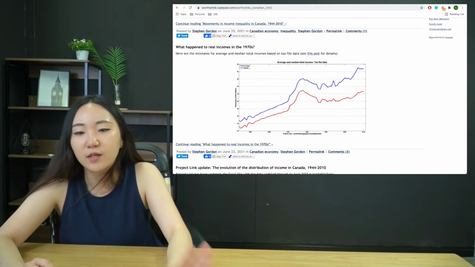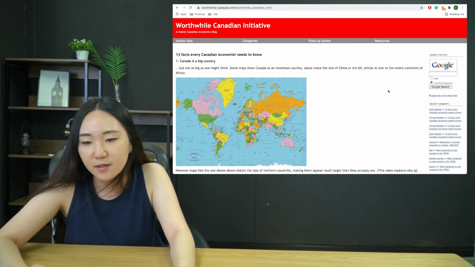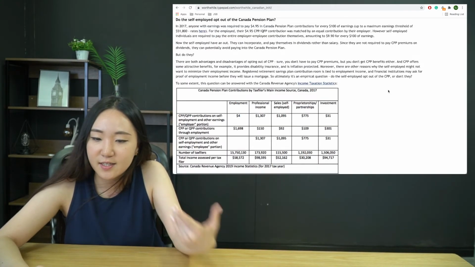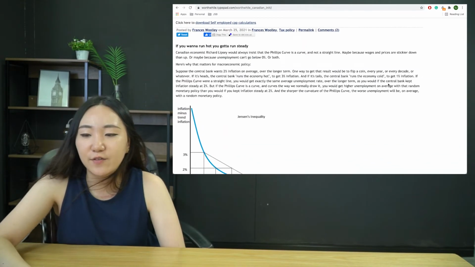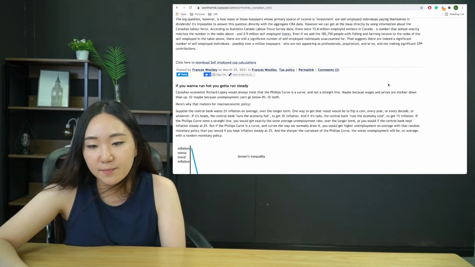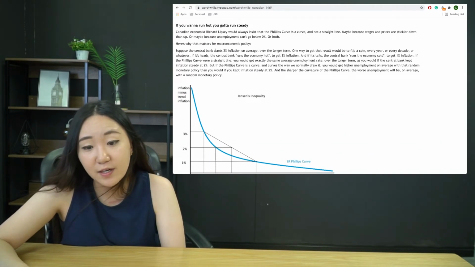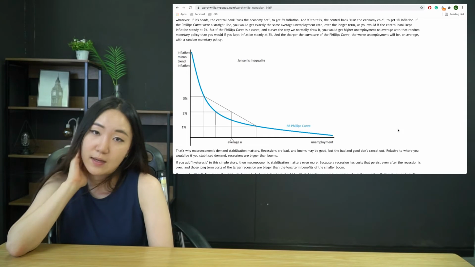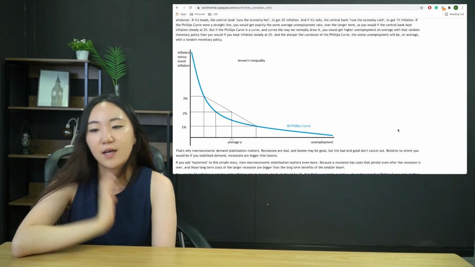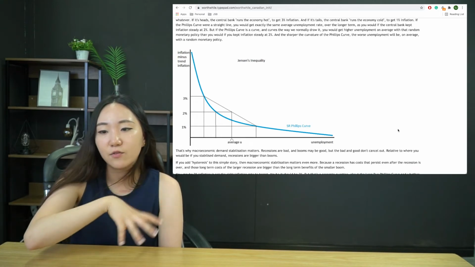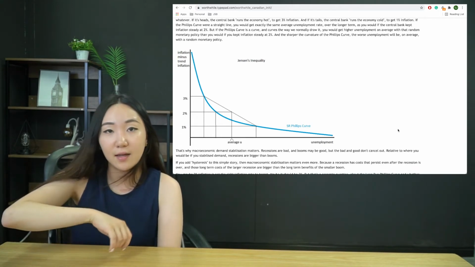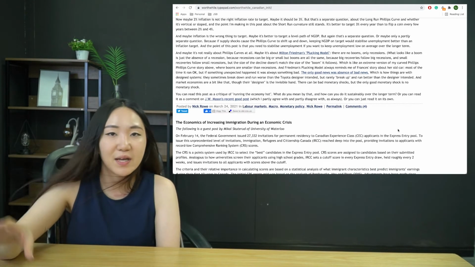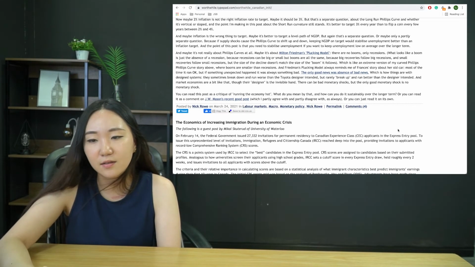Okay, so this blog, the Worthwhile Canadian Initiative, is a little bit Canada focused because the professors who write it are mainly based in Canada. However, I think it's really interesting because of things like this: here's why that matters for macroeconomic policy. It talks about the Phillips curve. You do learn the Phillips curve at A level, but you also learn a more complex version at university. So I think it is a nice little stepping stone between A level economics and how you would analyze this at a degree level. It's not too scary because it's not crazy difficult mathematical stuff, but it gives you a nice little intro.